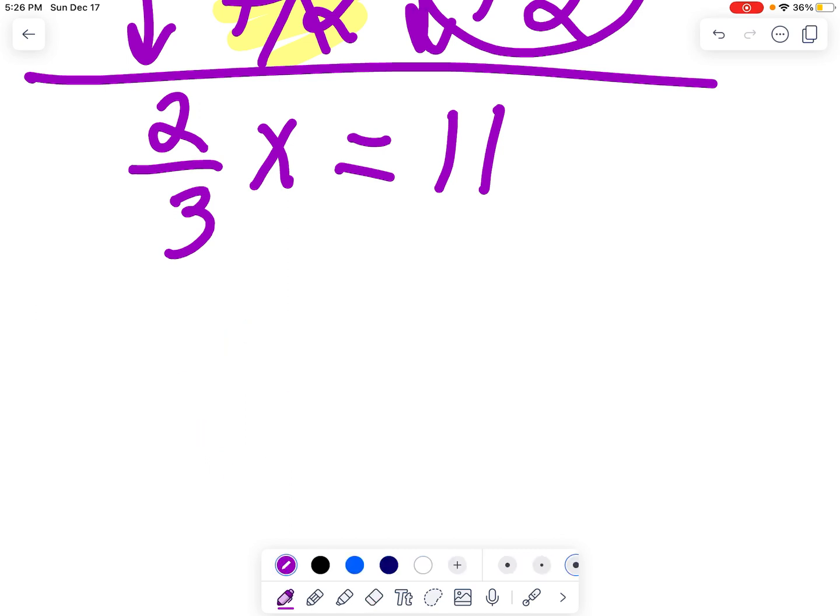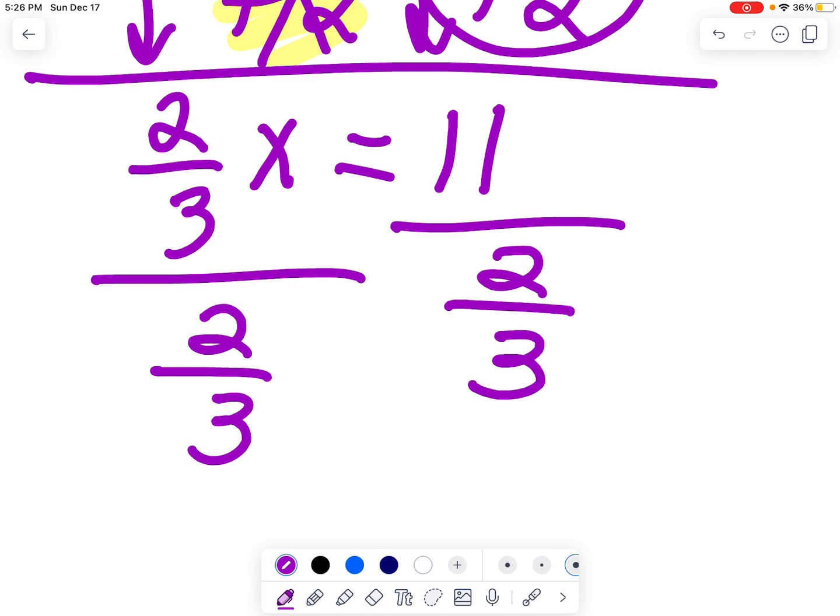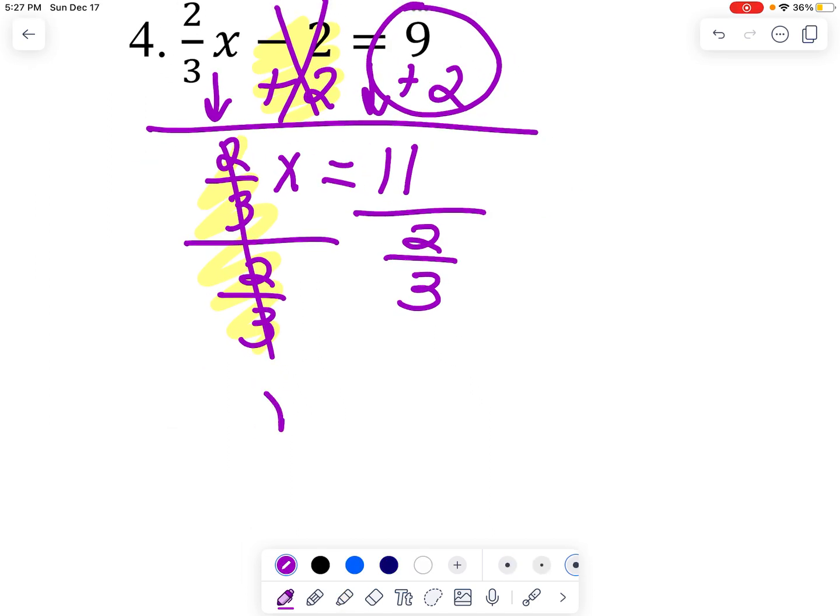It's different. So what you're going to do here is you're going to divide to the opposite. Divide by 2 over 3. It's going to look a little crazy, but that's what our calculator is for. So our opposites are going to cancel out. We're going to bring down x and the equal sign.